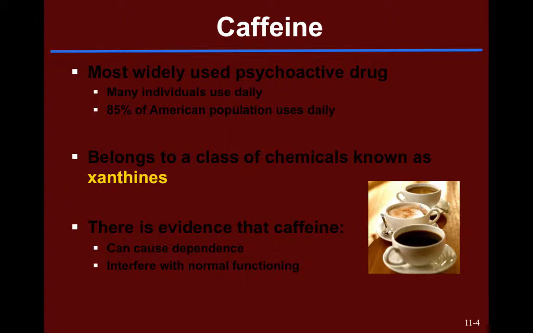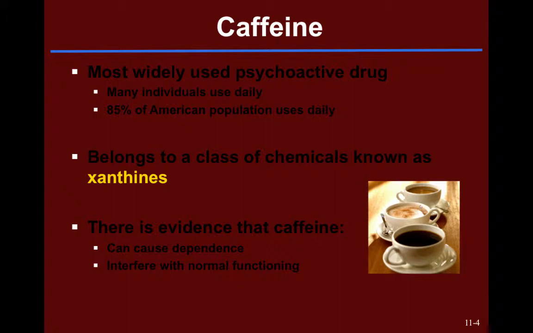It is the most widely used psychoactive drug around the world. It's used by individuals around the world and actually by 85% of the American population every day. Caffeine belongs to a class of chemicals known as xanthines. The major sources in the American diet and around the world: coffee, tea, and chocolate.